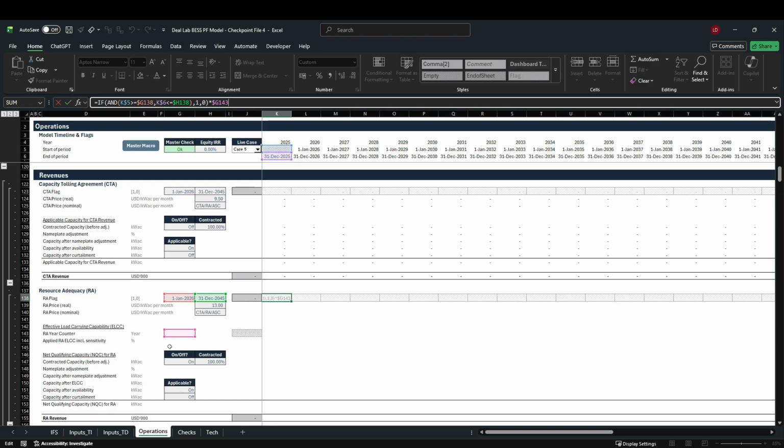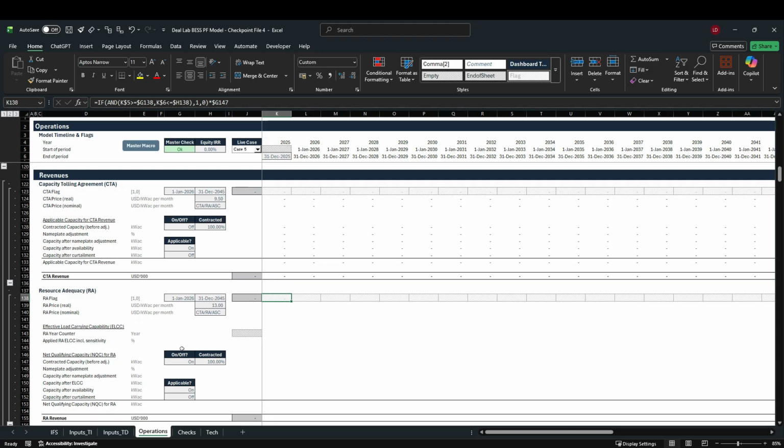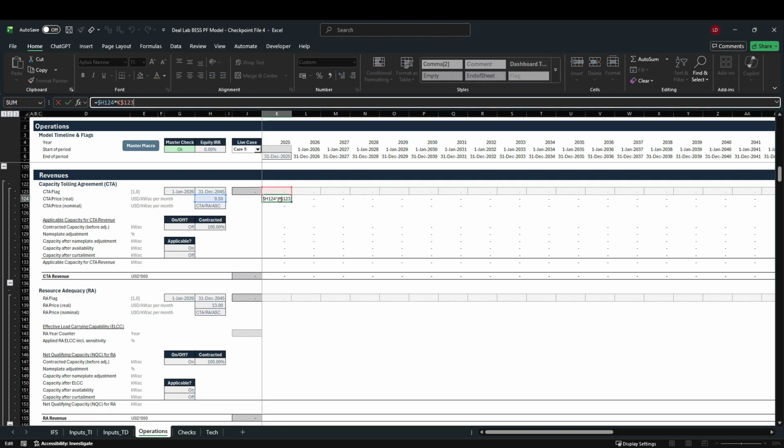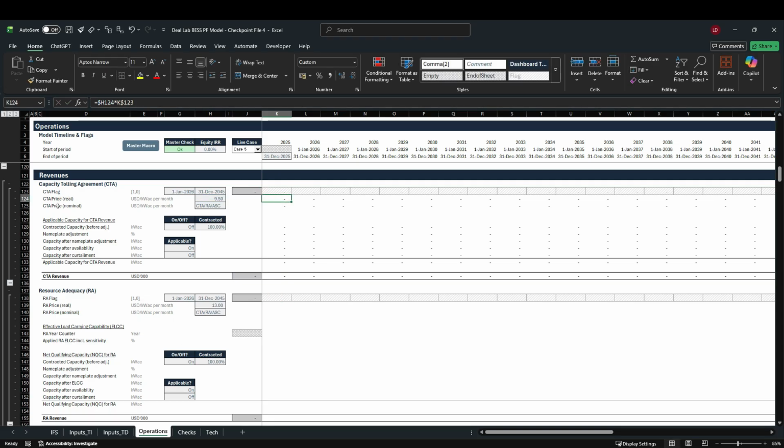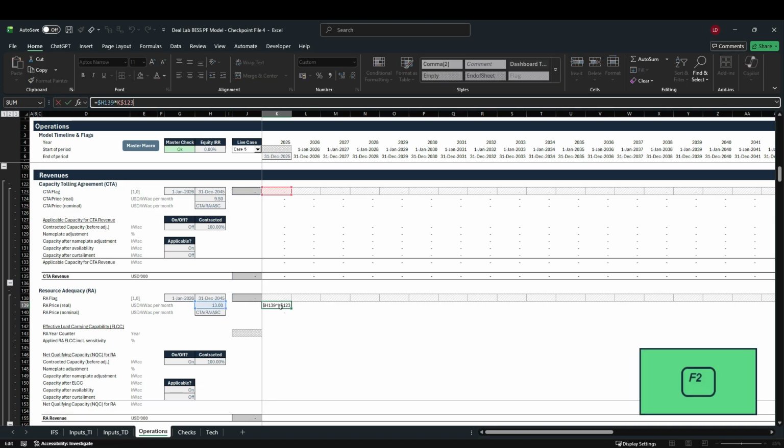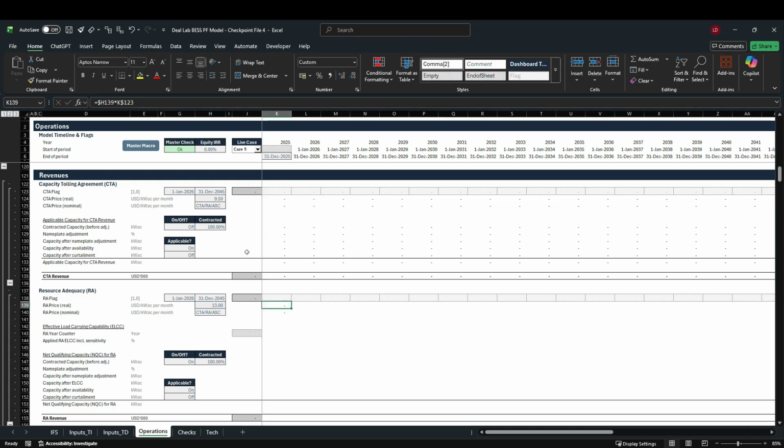The only thing we will have to adjust is our on and off switch and drag this down a little further, because here we will have a new input or calculation part covering the effective load carrying capability. Hit enter. Then let's do the same thing for the price and also for the price on a nominal basis. So we can just pick up those two formulas here. Control C, Control V, hit F2. Here the linkage has worked properly.